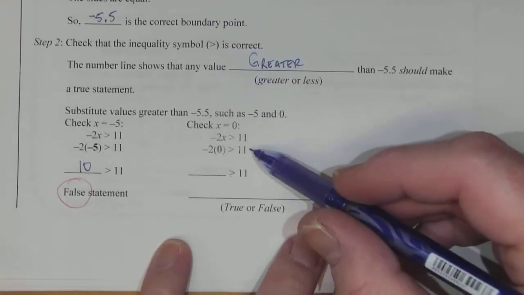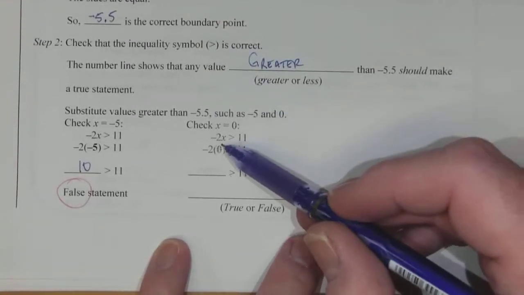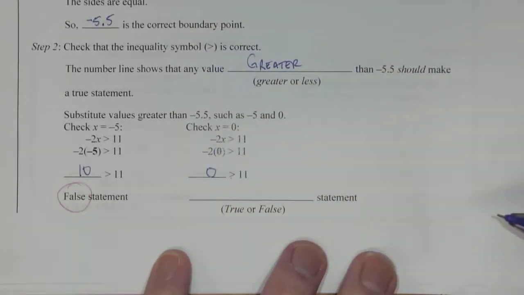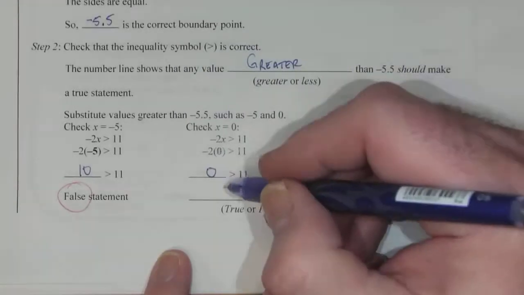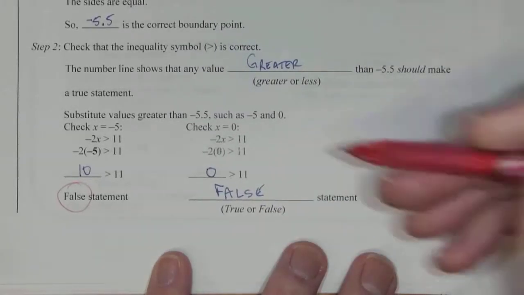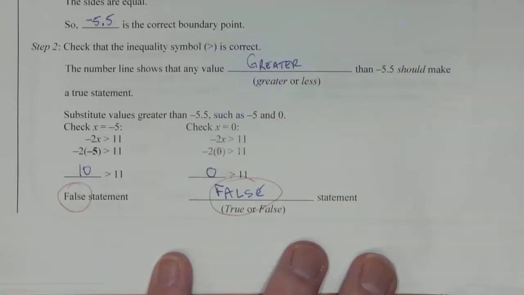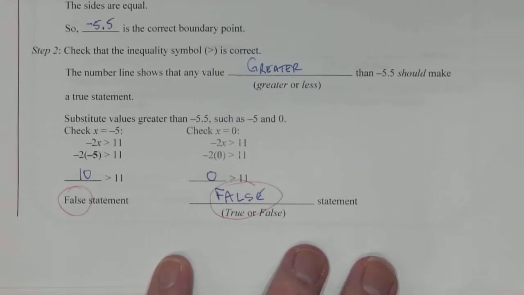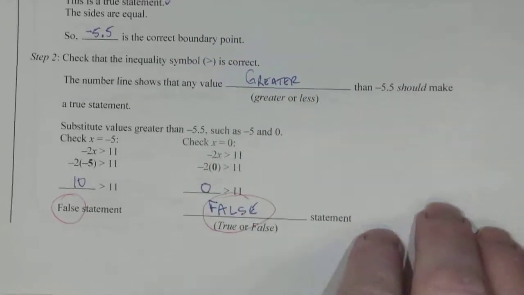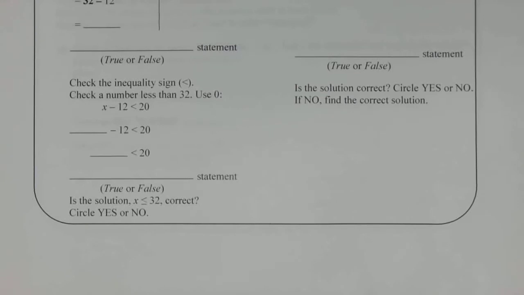But 10 is not actually greater than 11, so we have a false statement. So let's test another number and see what's going on. Let's test 0. So negative 2 times 0 is 0, and 0 is greater than 11. No, that is not true. It is also a false statement. So something's gone wrong here. The numbers that we've tested to the right of the boundary point aren't working. So we can probably conclude that he drew the arrow on the wrong side of the boundary point.